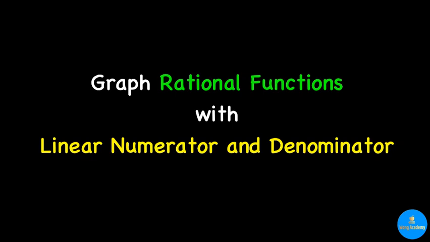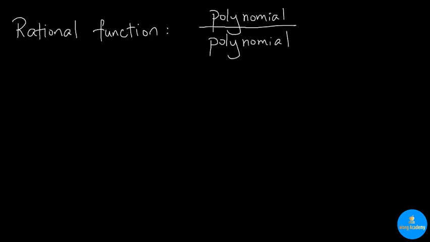In this video, I'm going to talk about graphing rational functions with linear numerator and denominator. A rational function is a function where both the numerator and the denominator are polynomials. In this video, I'm going to focus on both the numerator and denominator being linear polynomials. In other words, they will always be of the form ax plus b over cx plus d.